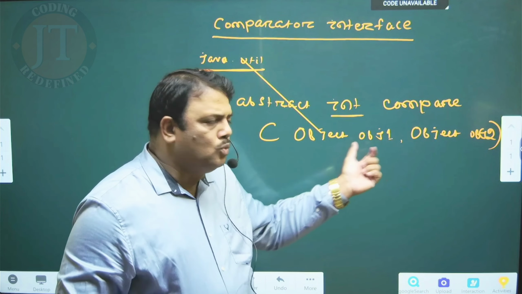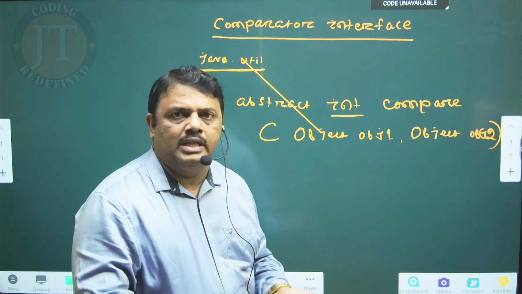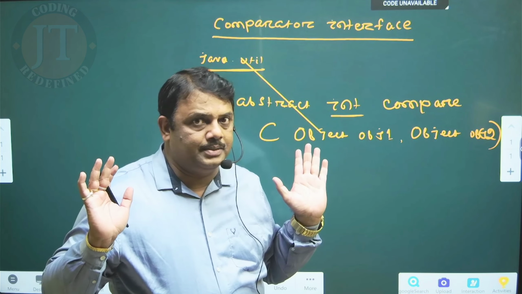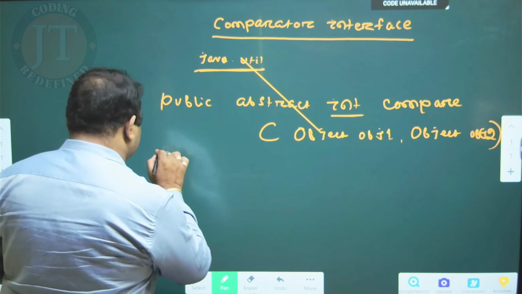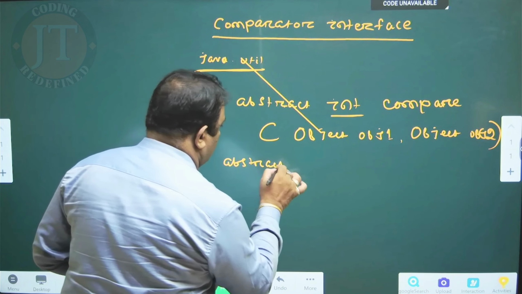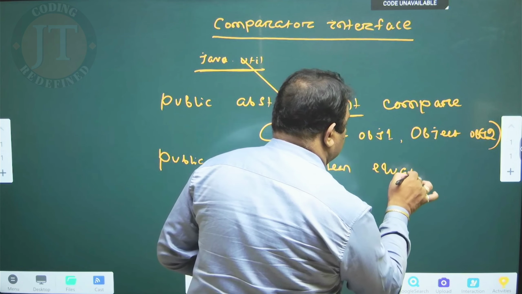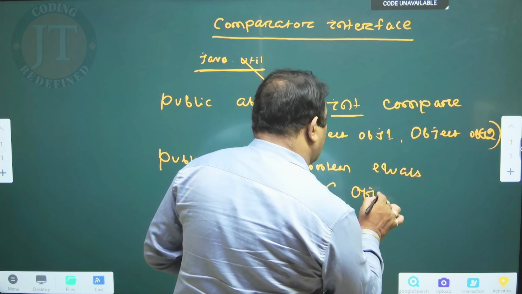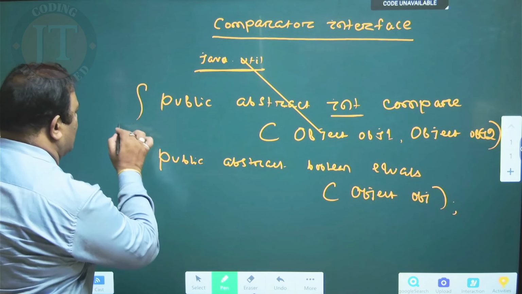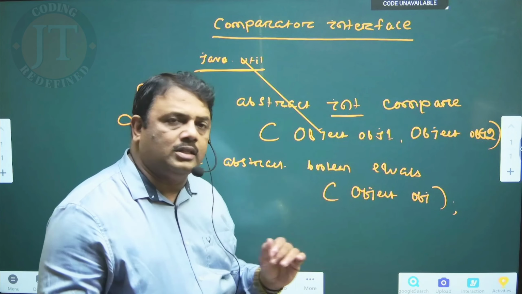Simple words: if it compares two objects and returns a negative value, it comes first. If it returns a positive value, then it comes next. Now, by using this method, we compare two objects. Another method is public abstract boolean equals. The parameter is Object obj. So, how many methods are available in the comparator interface? Two methods are available. One is compare, another one is equals.